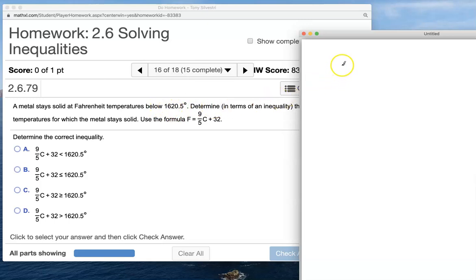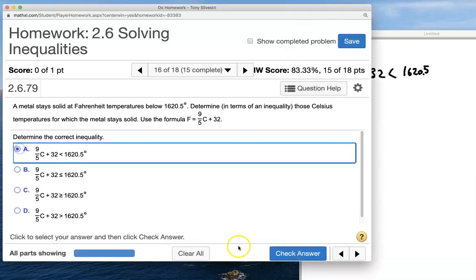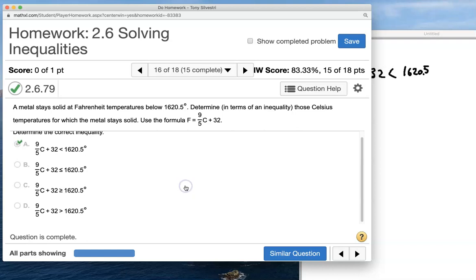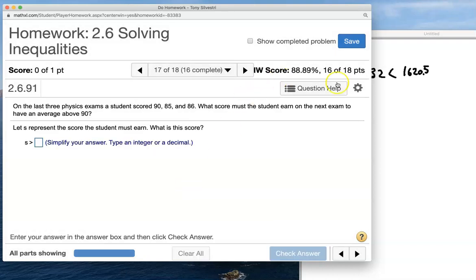So what I'm going to say is 9/5 C plus 32 has to be less than 1620.5. Now you might say, well, do I include 1620.5? They didn't say include it. They said it has to be below. Otherwise, they would say below or equal to this. So I'm going to search for this formula. I'm going for A right there. Check my answer. Nice, yeah. That's it? Okay, good.